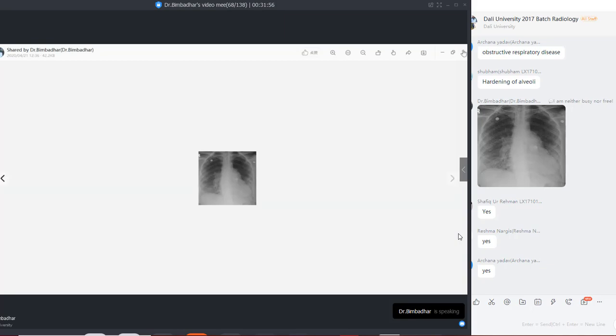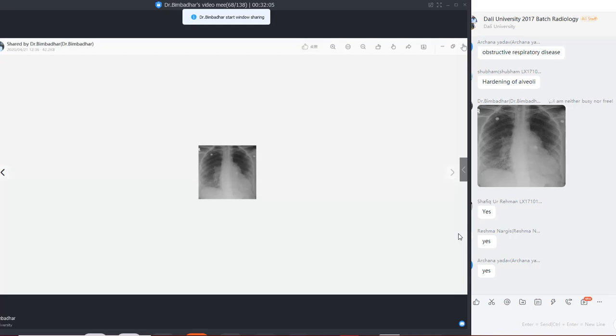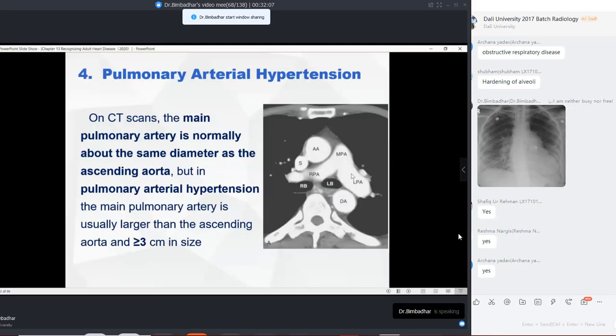But in CT angiography, I will be able to differentiate both the arteries and the veins, which one is artery, which one is vein. So that's the reason CT angiography is much more superior to a chest radiograph. Okay, so better learn the diagnosis of pulmonary arterial hypertension on a CT.